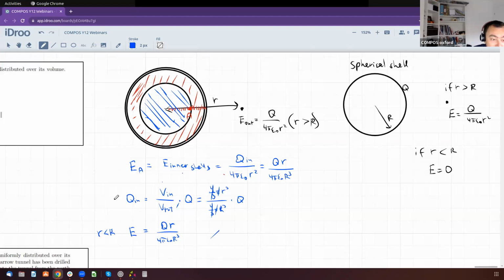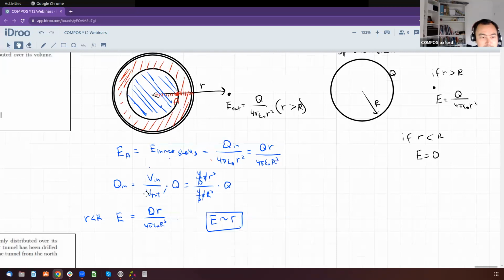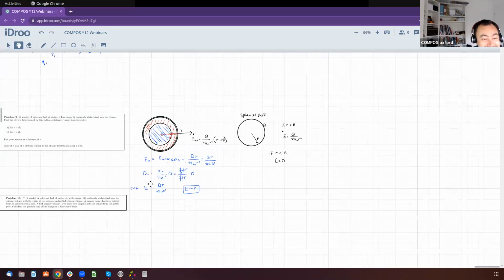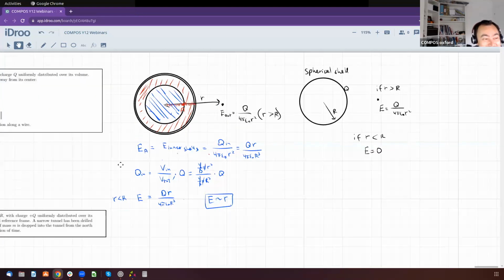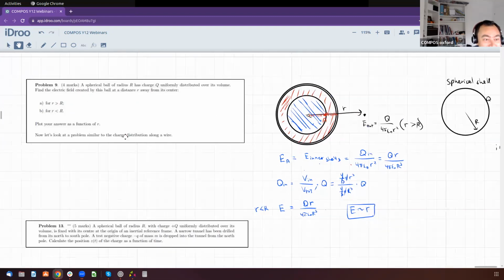Because basically what we are saying is that the electric field is proportional to the distance from the center. The electric field is proportional to r. And this is super important because, well, it's interesting. And plot your answer as a function of r.